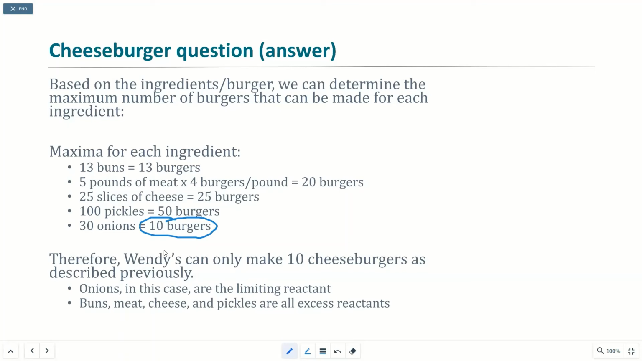And so under this example, onions are going to be the limiting reactant because they're going to be the thing that we run out of. Everything else is going to be in excess.